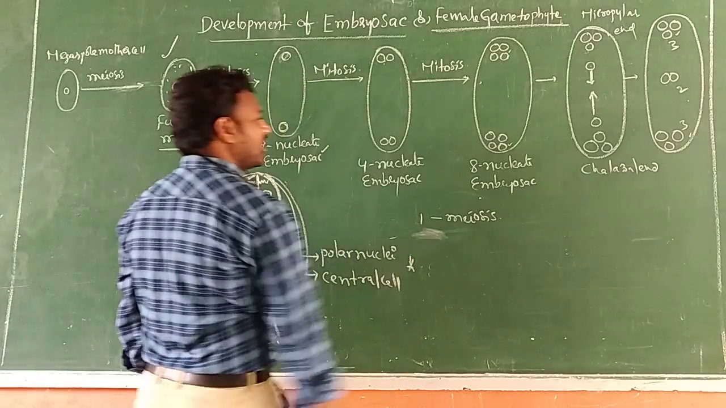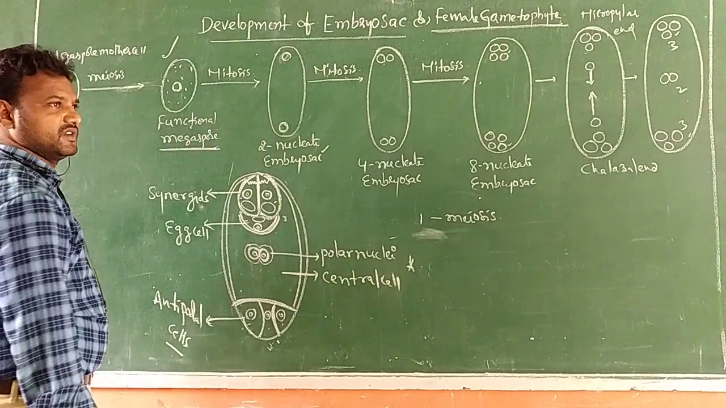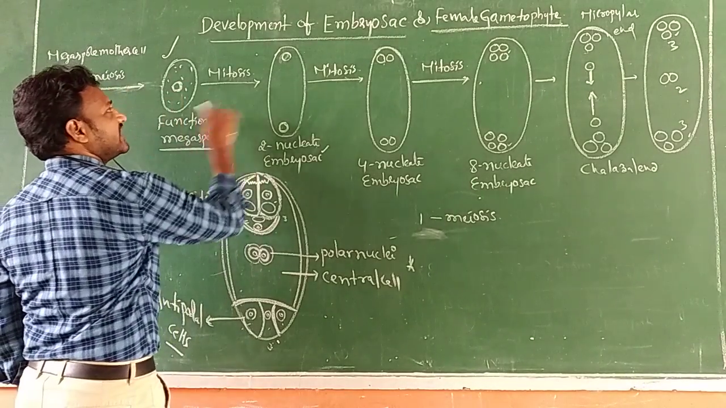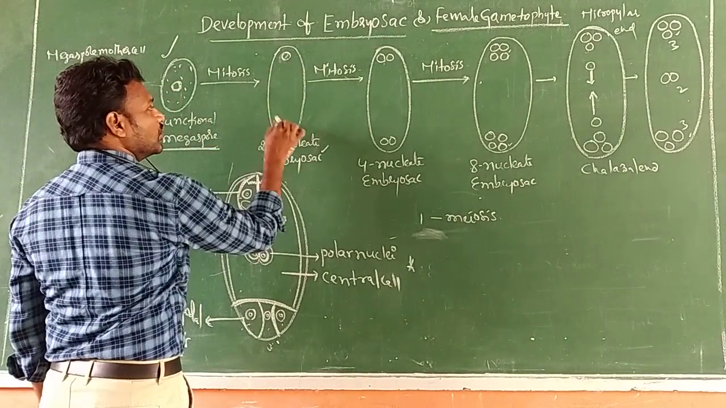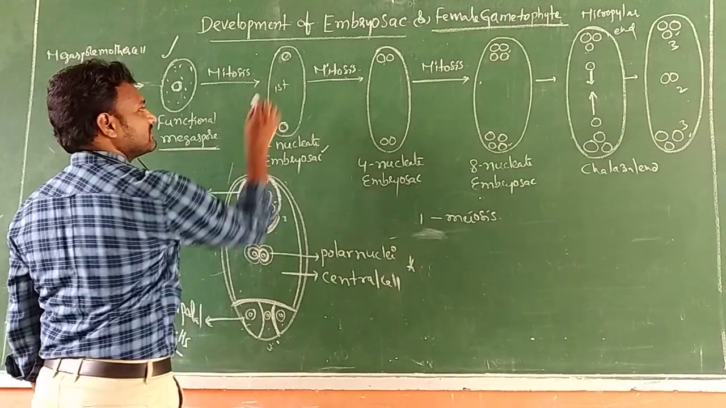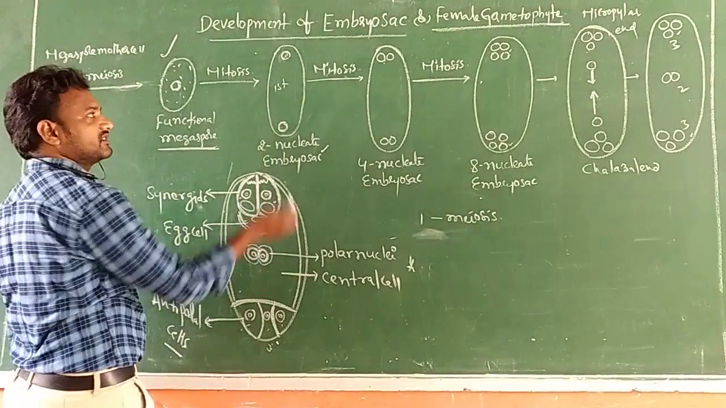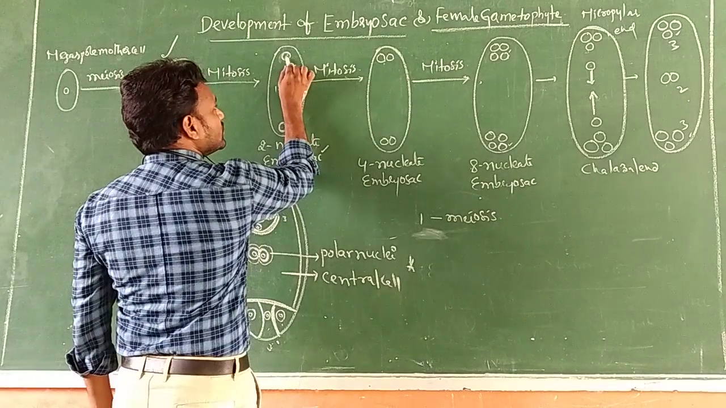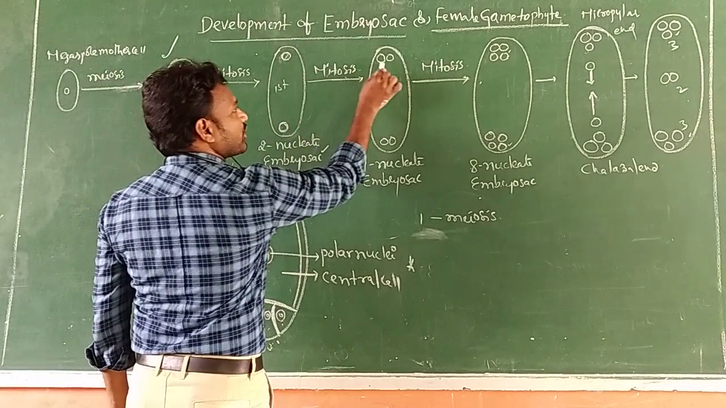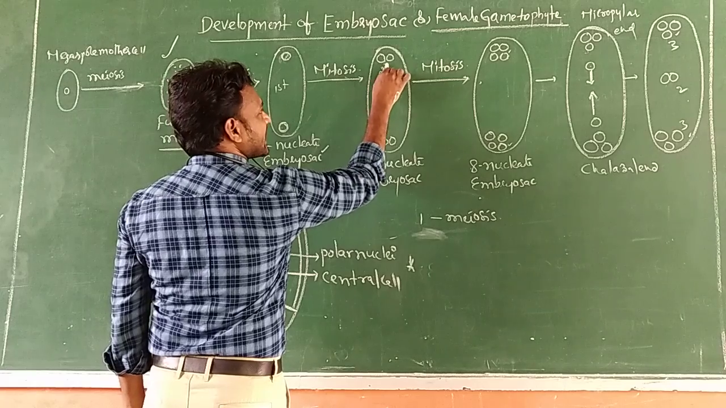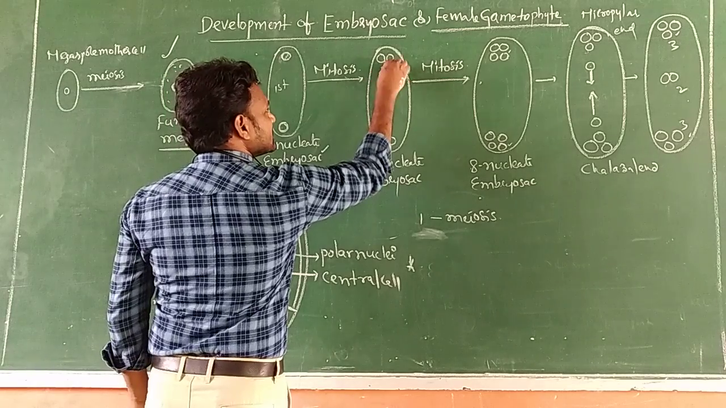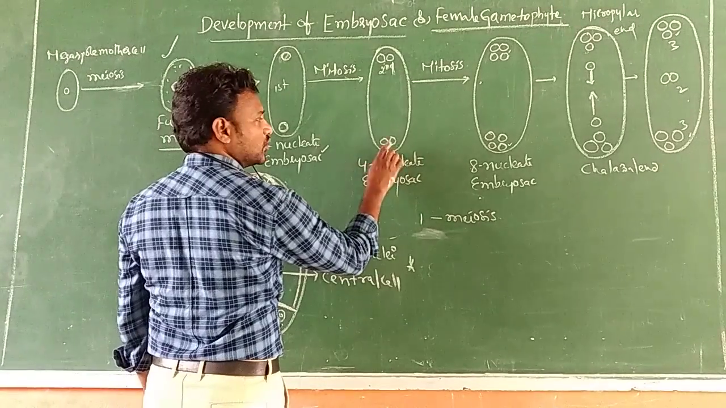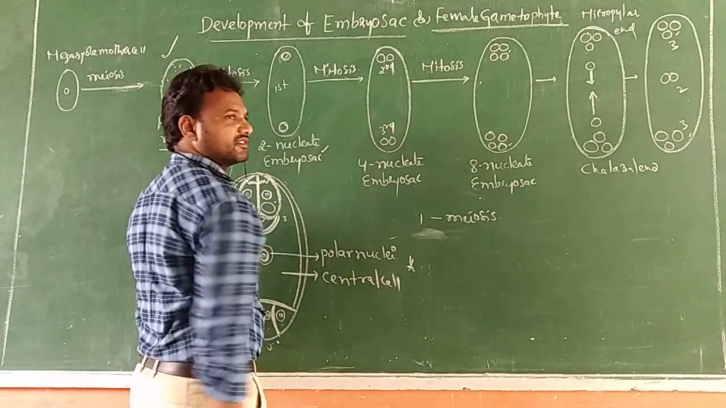How many mitotic divisions? Not generations. This nucleus divides and produces 2. This is the first mitotic division, not generation. It means this is one generation. Next, this nucleus is again divided. It produces 2 nuclei. This is the second mitotic division. This nucleus is also divided into 2. This is the third mitotic division.